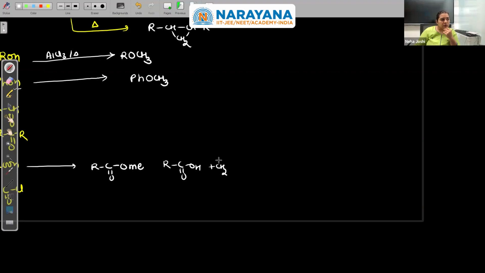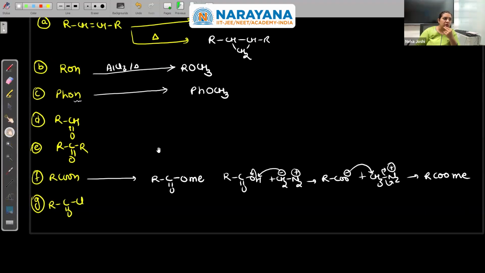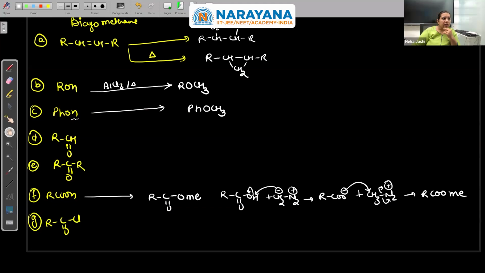In all of these reactions, like for carboxylic acid, if I say what is happening, RCOOH plus CH2 minus N2 plus gives RCOO minus plus CH3N2 plus. Now N2 is a very good leaving group, so now it takes substitution, and you have RCOOMe formed. Ester formation, ether formation: these three reactions are like this. So it can act both as a base here and a nucleophile also. All behaviors you will observe.